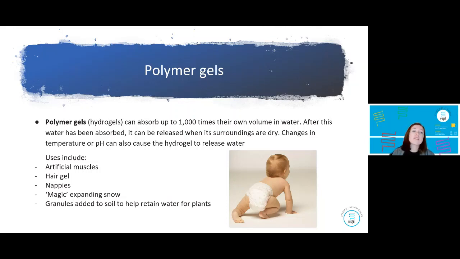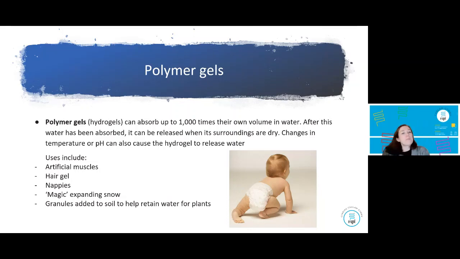One use is in artificial muscles, where the absorption and release of a solvent can mirror or mimic, if you like, the expansion and the contraction, just as a muscle would do. This can be used in artificial muscles. It does the same job, if you like.